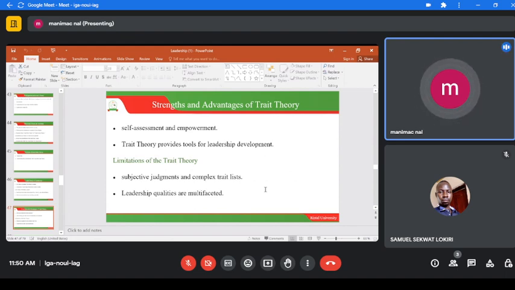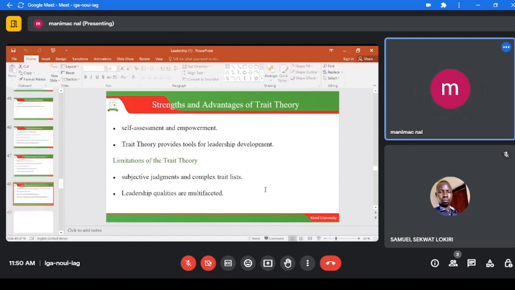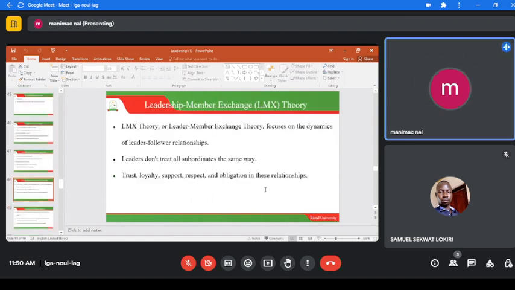The limitation, on the other side, is that they are subjective in terms of judgments, and also the traits listed are complex. Also, the leadership qualities are manifested. Okay.